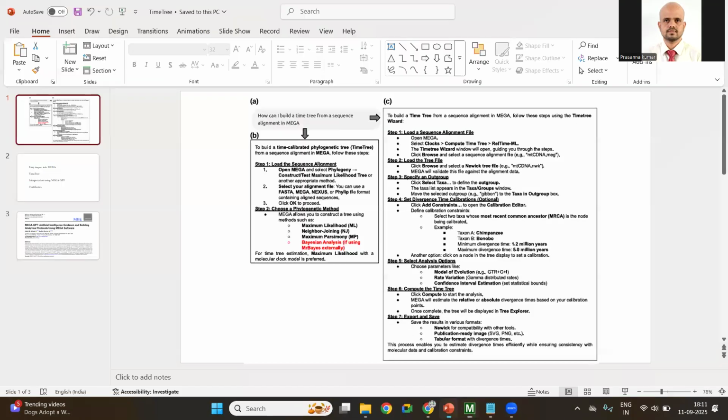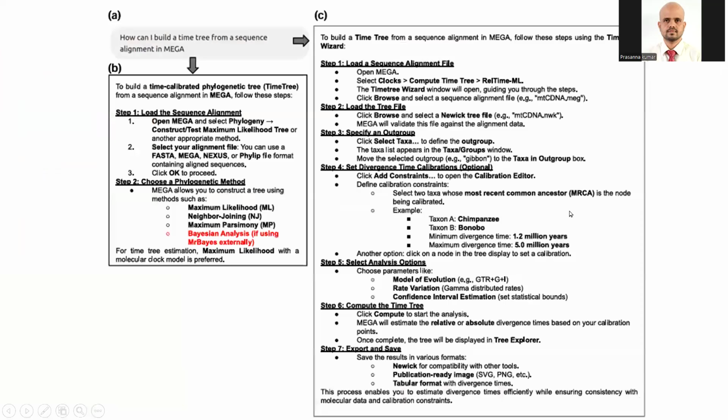You see, in a normal language model, if you ask how to build a time tree model using MEGA, it may hallucinate. These are all the results of hallucination. Here you can clearly see that MEGA-GPT did not hallucinate. It precisely tells you how to build a time tree model.